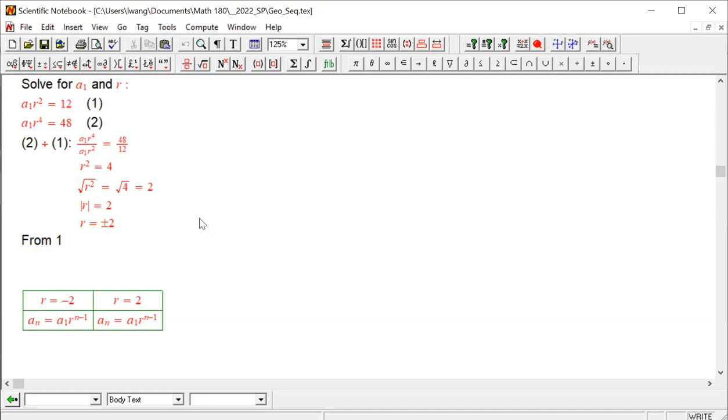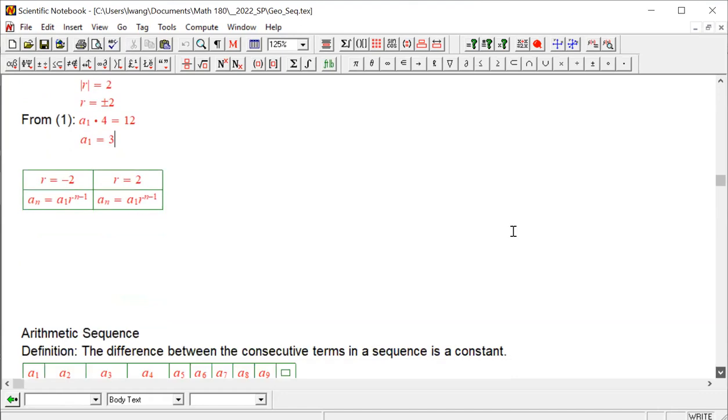So from the first equation, we can find a1. r squared is 4, so we're going to replace r squared by 4. And as a result, a sub 1 is going to be, we have two different r's, but only one a1. That's going to be 3. So now we can look at our two sequences.